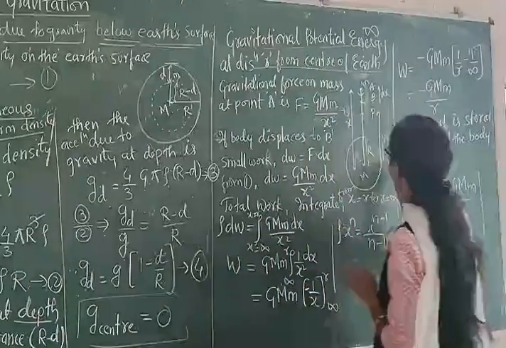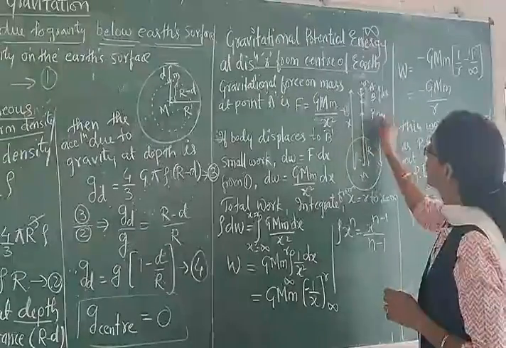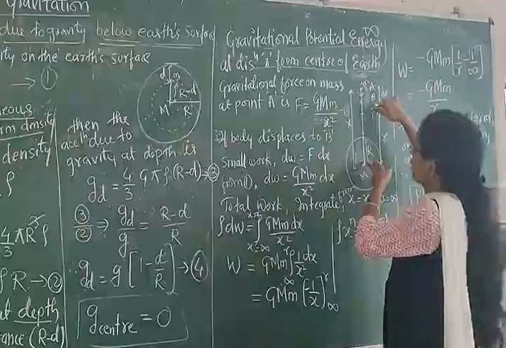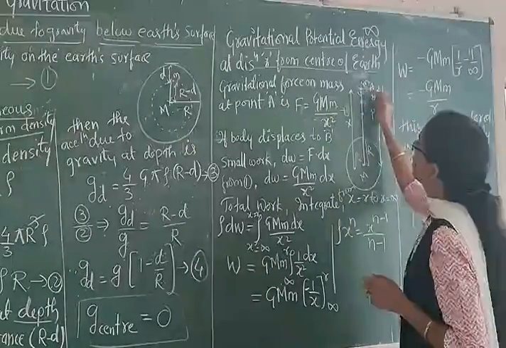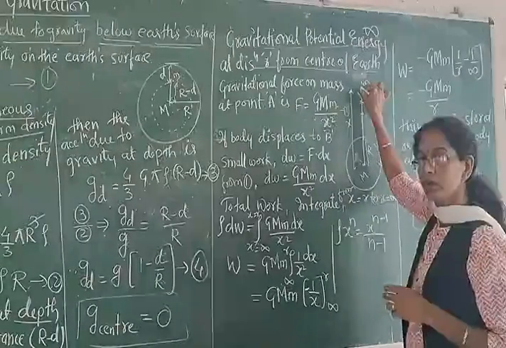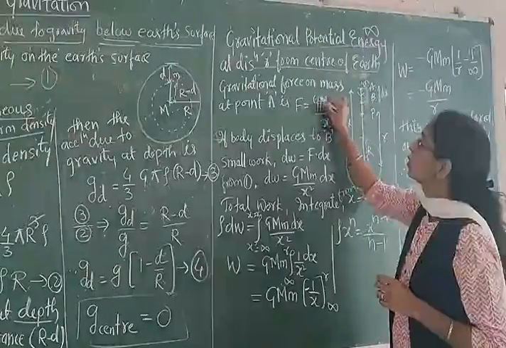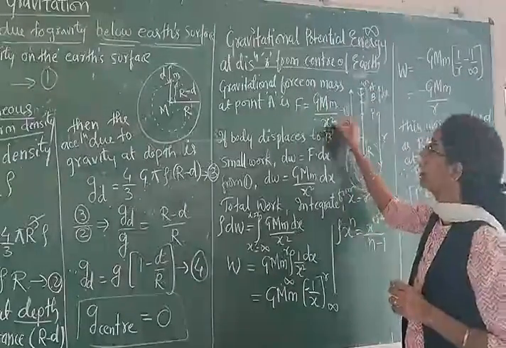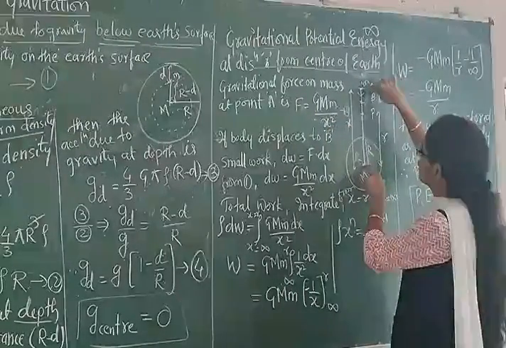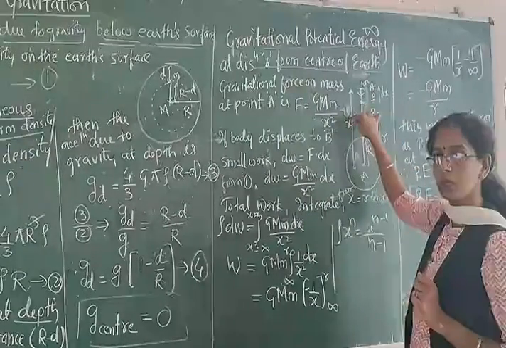So let us consider Earth to be spherical in nature. R is the radius of the Earth. I want to find out the potential energy at a certain distance r from the center of the Earth. Before that, I will choose one point A, which is lying at a distance x from the center of the Earth. So if the mass lies here at point A, what is the force of gravity acting on it? F is equal to GMm upon x square. M is the mass of the Earth and x is the distance of the point from the center of the Earth. That is equation number 1.